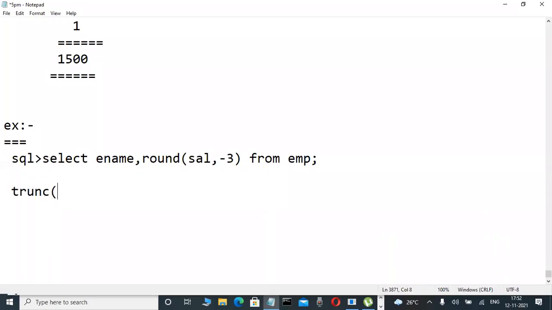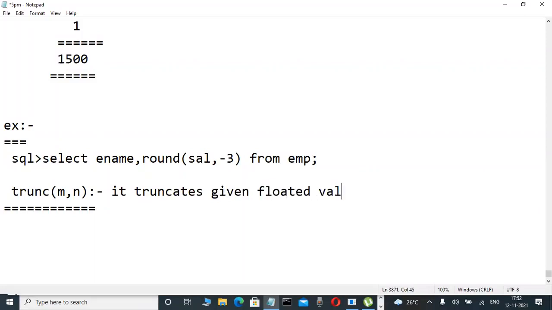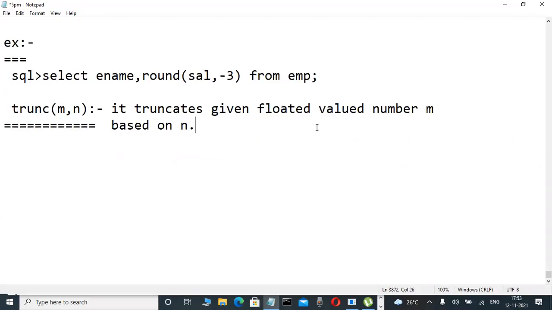Trunc means truncate: trunc of m comma n. Trunc is never important on the number side, it is dead easy, because it does not check whether the remaining number is above or below 50%. It is just simply truncated. Write it: trunc m comma n truncates a given floating-valued number m based on n.